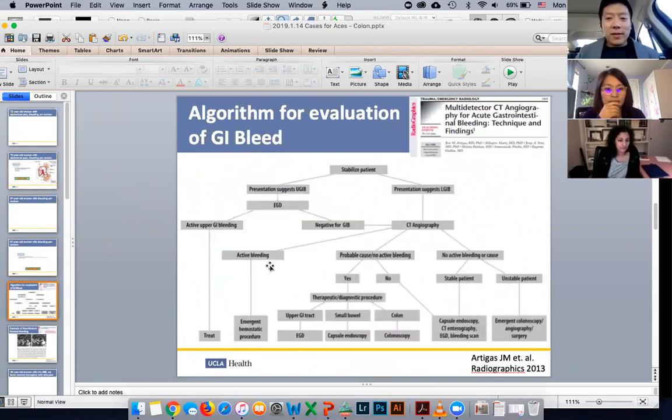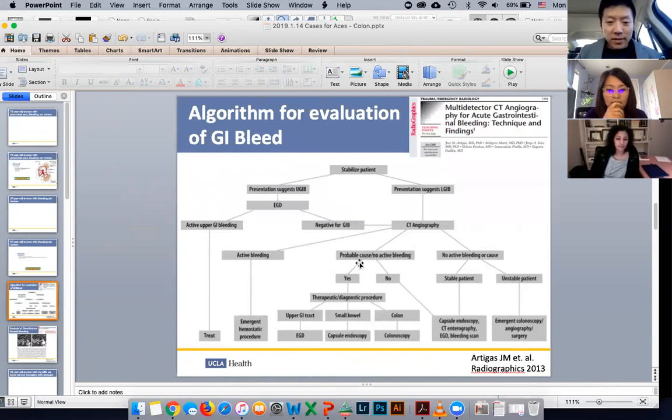There's this nice Radiographics article describing the algorithm for GI bleed. If it's a lower GI bleed, then the patient should undergo CTA as a first line workup. And if we don't see active bleeding, then they can go on to have enterography or EGD. And if there is, then this patient just goes on to have an IR procedure. And that was curative for this patient.